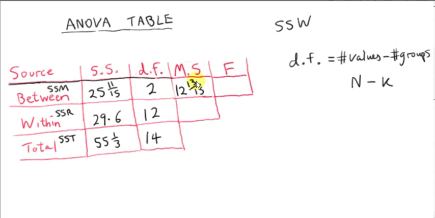Now finally we need the mean sum of squares, so we need to take 29.6 and divide by the degrees of freedom, which is 12. You will get 2 and 7/15. Divide this by this.